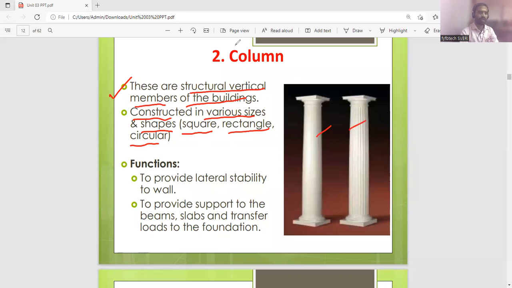Circular. Okay, so this is which type of column? Then this is which type of column? Square. So this column, which type of column is it? Rectangular. Means for a rectangular column, what are the dimensions? B and D. Okay, so B is smaller, depth is larger, and length is very large as compared to its cross section. So this is a circular column.